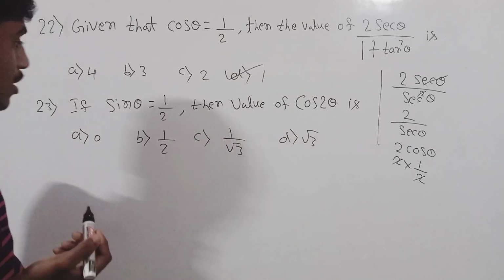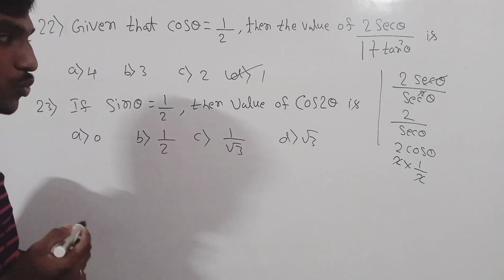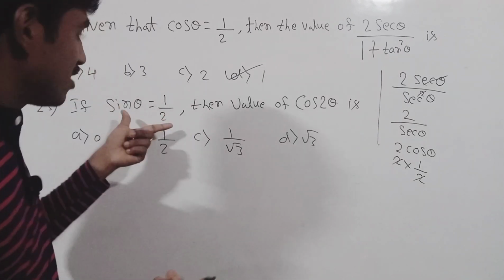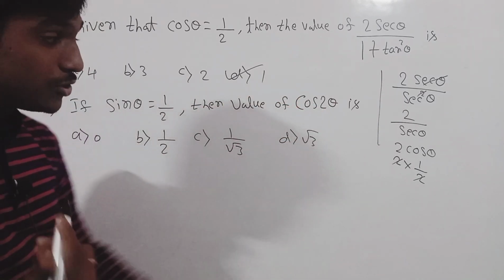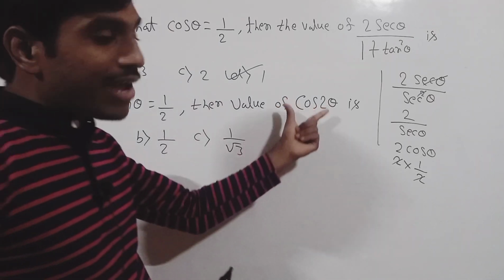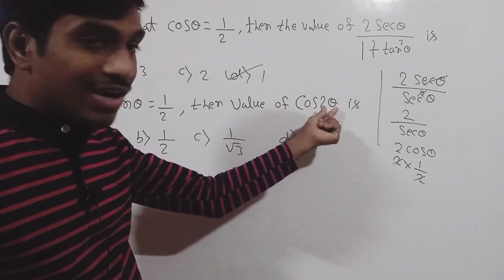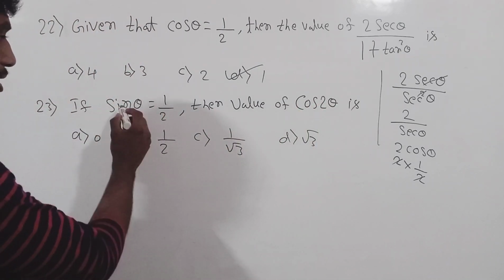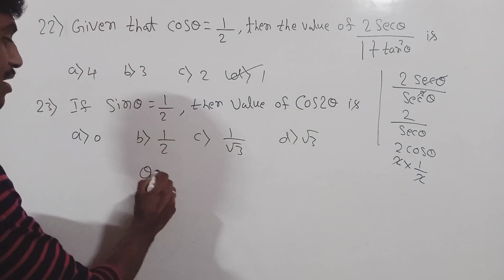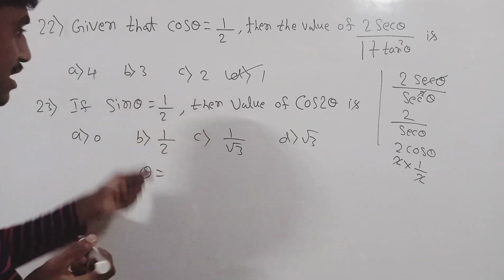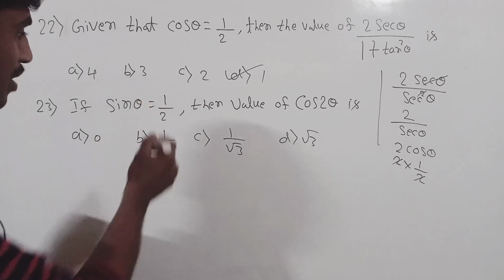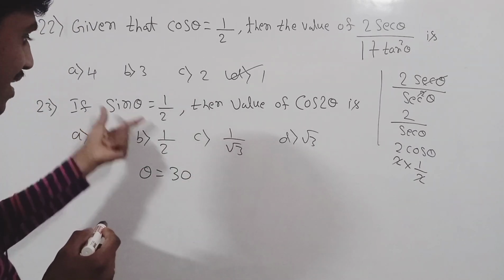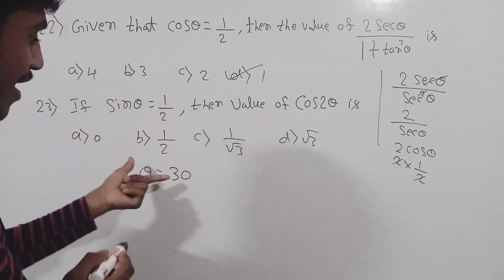Next question. If sin theta equals 1 by 2, then what will be the value of cos 2 theta? So sin theta value they have given, and we need to find the value of cos 2 theta. In order to find it, we need to know what is theta actually. Theta comes from here, that is sin theta is 1 by 2. For what value of theta in the sine will it be 1 by 2? It is 30. So the value of theta is 30 because sin 30 is 1 by 2.